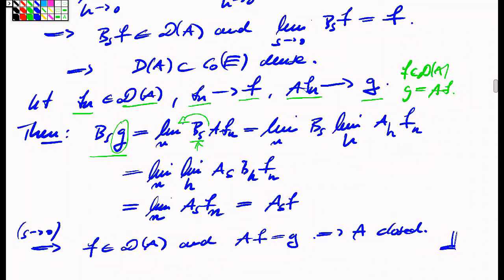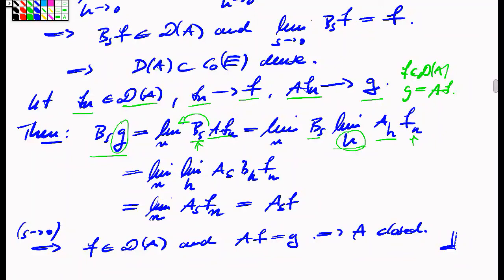For the next step, we recall that the operator A can be approximated by a sequence of bounded operators A_h. Hence, for each n fixed, A of f_n can be written as the limit with respect to this approximation parameter h of this A_h of f_n. Now we use again that B is a continuous operator, which allows us to write the limit with respect to this h parameter in front of the B.